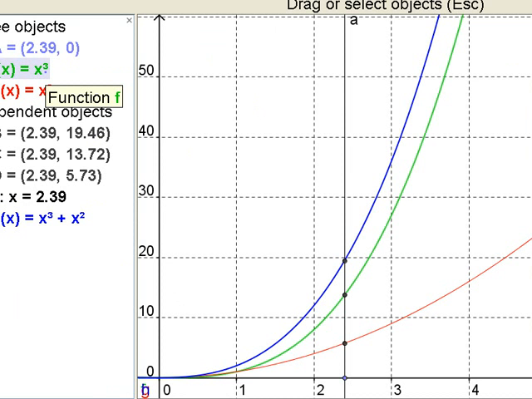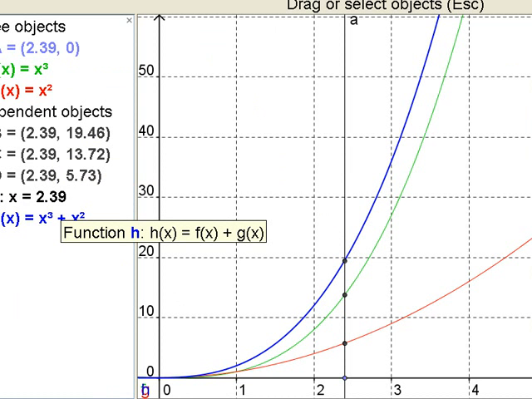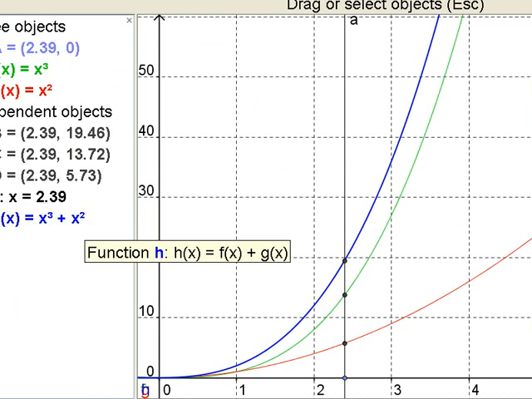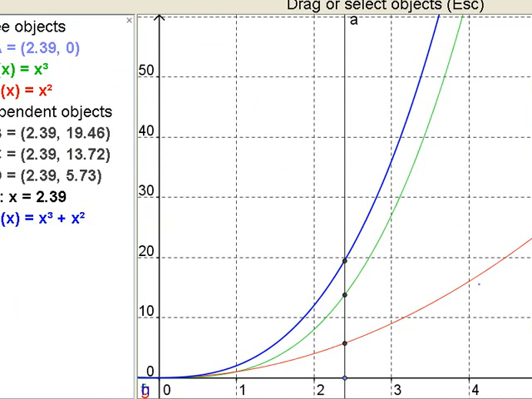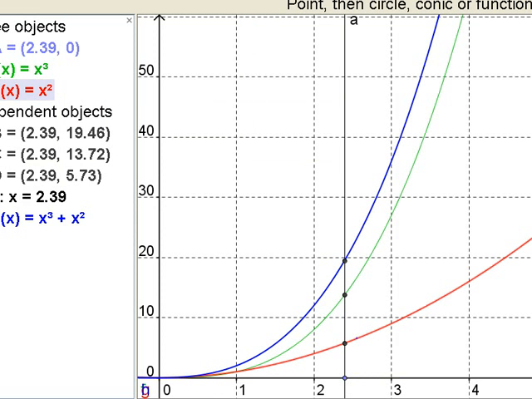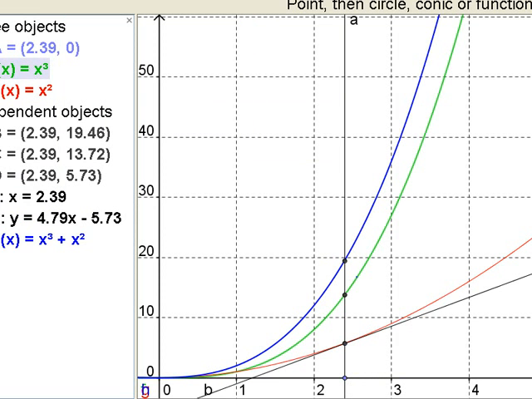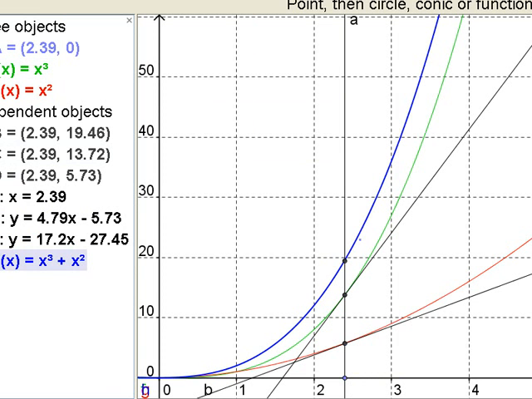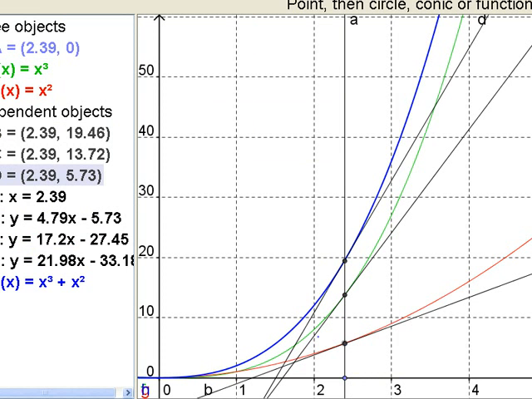I have x squared. I have x to the third. And down here I've written the two of them combined. The blue one is the two of them combined, added together. So you have x squared, you have x to the third, and then this one is the two of them added together. If we do a tangent line, because we want to look at how the derivatives are related here. So we'll do a tangent line, which is under this one. I think we have to go line and point, and then that way. So you have those three derivatives.